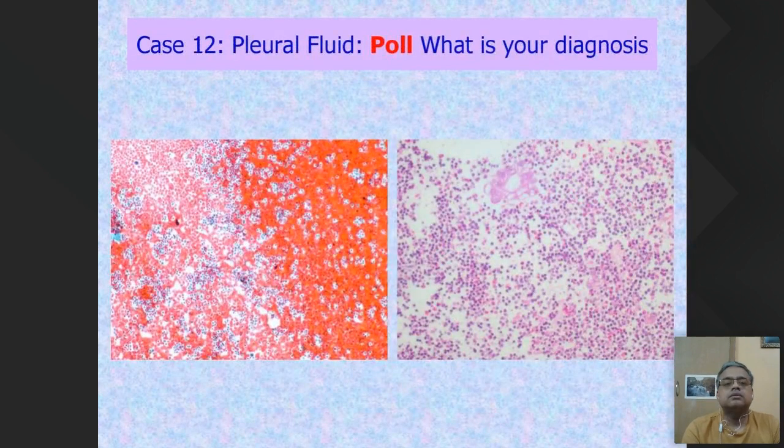So this is case 12, which is a pleural effusion. And here also there is a poll as to what your diagnosis is. Now here is one situation where it is predominantly a hemorrhagic effusion. In a predominantly hemorrhagic effusion, you don't find too many cells. But because we lysed the RBC and made the cell block with lysed RBC, the cellularity has increased. And here we have neutrophils, lymphocytes, and a few epithelial clusters like this. And the question comes, what is the diagnosis?